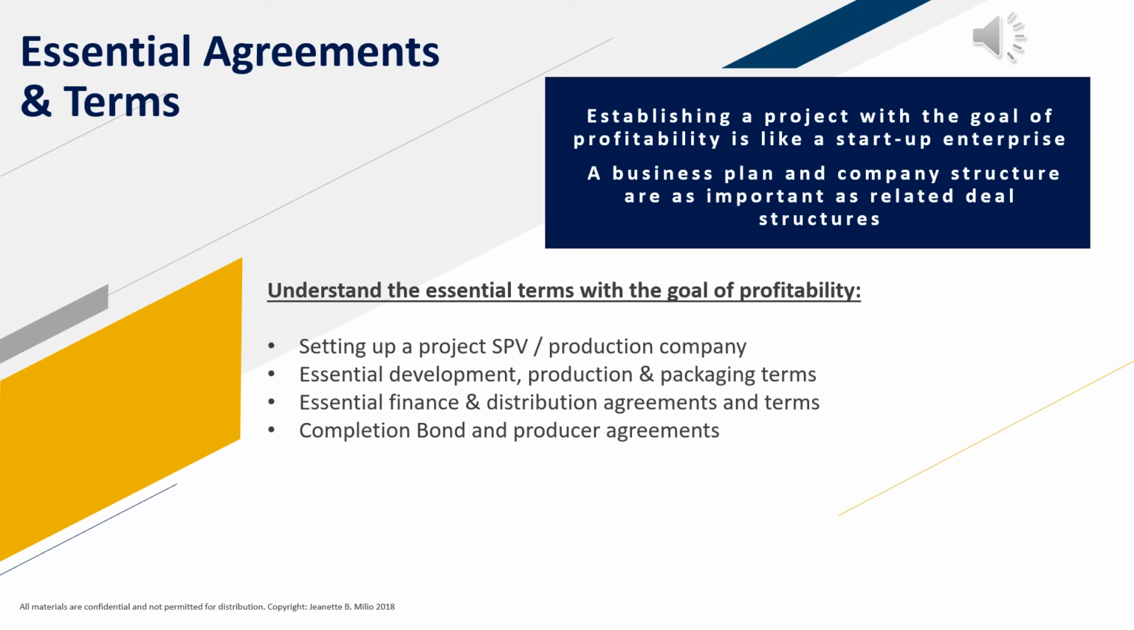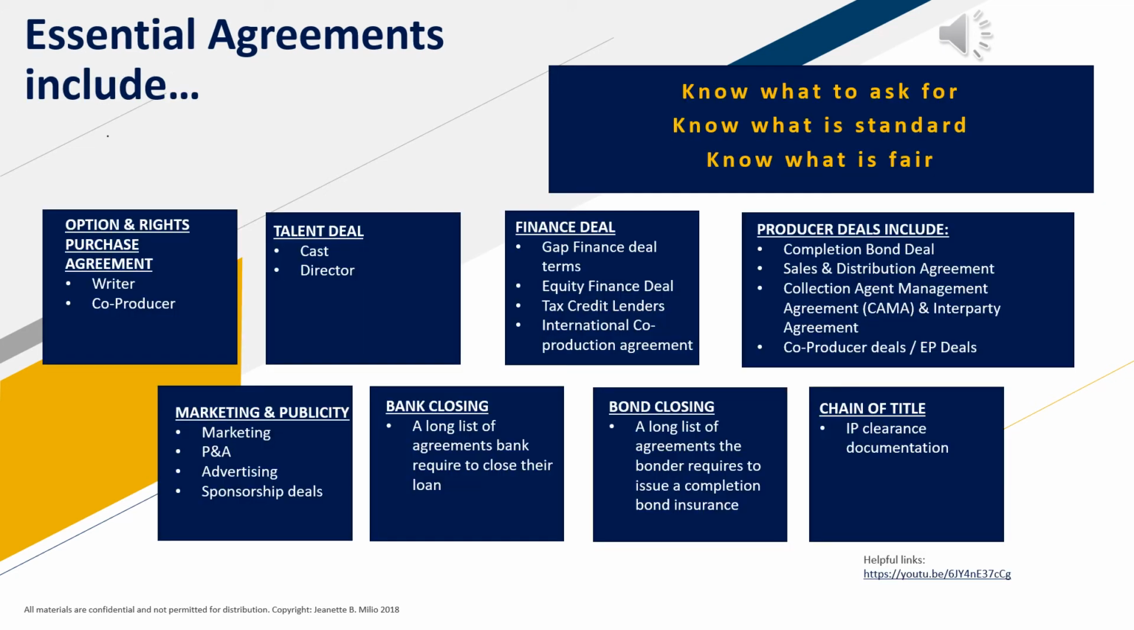We're going to talk about some of the essential development, production, and packaging terms. We're going to look into finance distribution agreements and terms, and we're going to look a little bit at the completion bond and the producer agreements. The agreements you will most likely find in your production, and these are not all of them, but they're the most important ones, is obviously your option rights purchase agreement, your talent deals, your finance deals, your producer deals, your marketing and publicity deals, and your bank closing and bank terms, your bond deal, and your chain of title.